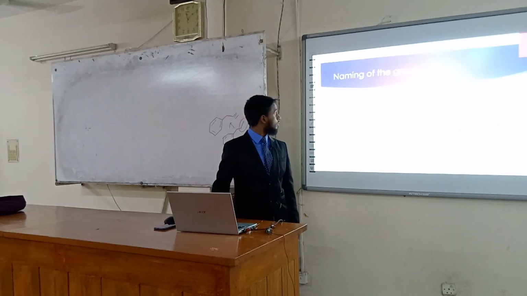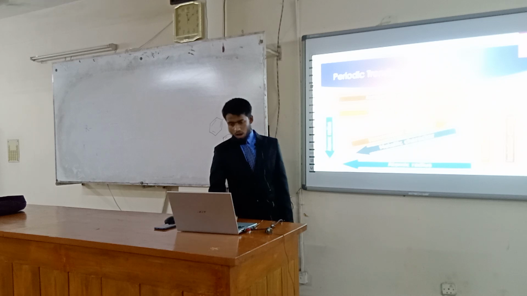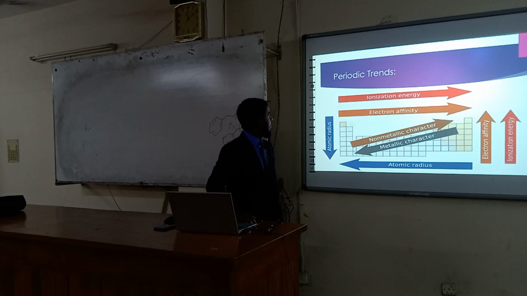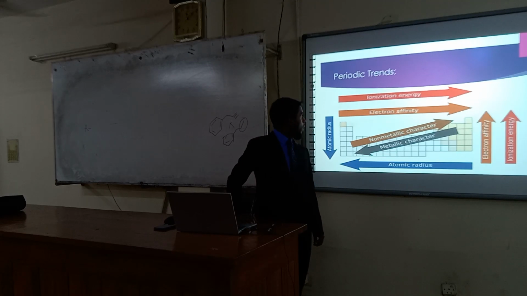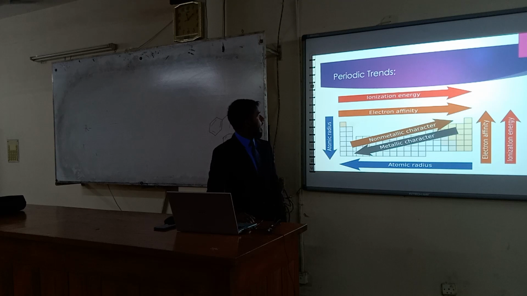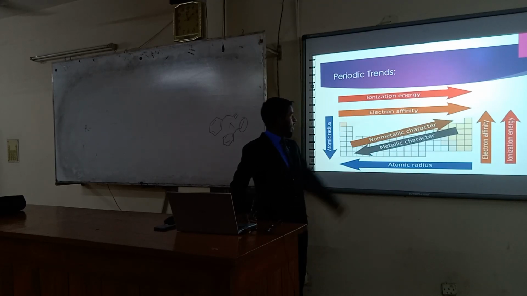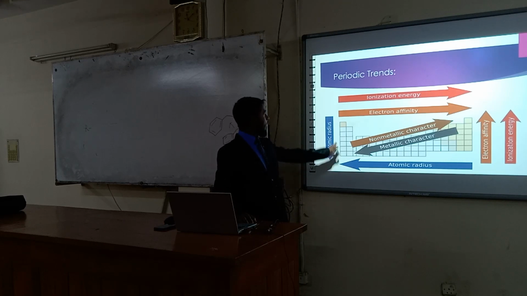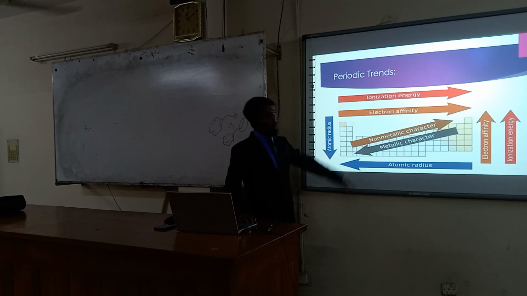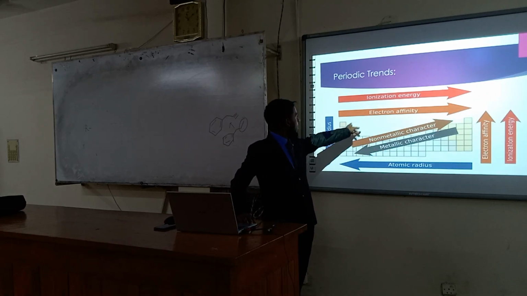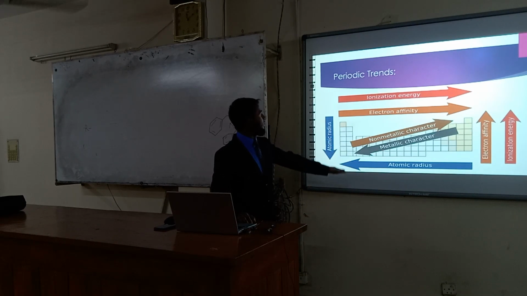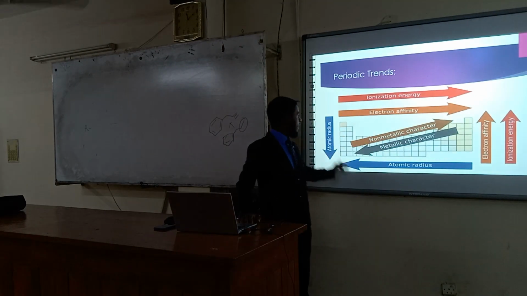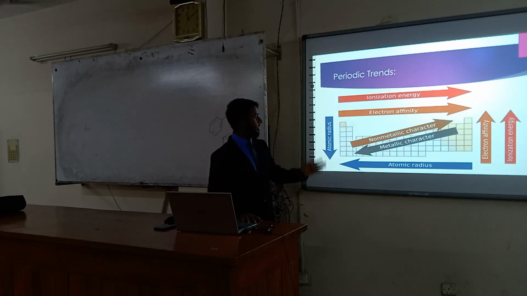Now I would like to go to the next slide. I will discuss now periodic trends. It is a very important topic. There are some trends we can see in the slide: ionization energy, electron affinity, metallic character, non-metallic character. When we go across the period, from the left side to the right side, we can see ionization energy is increasing and also electron affinity is increasing.